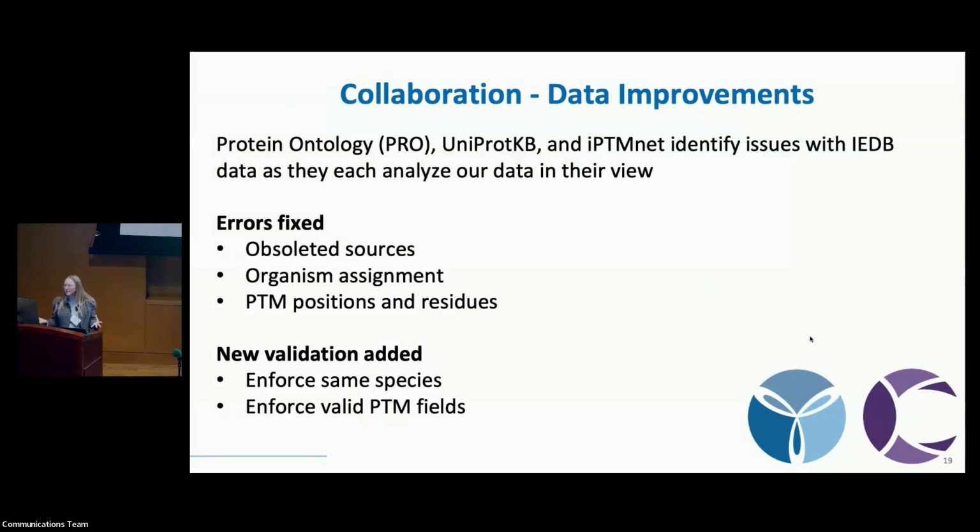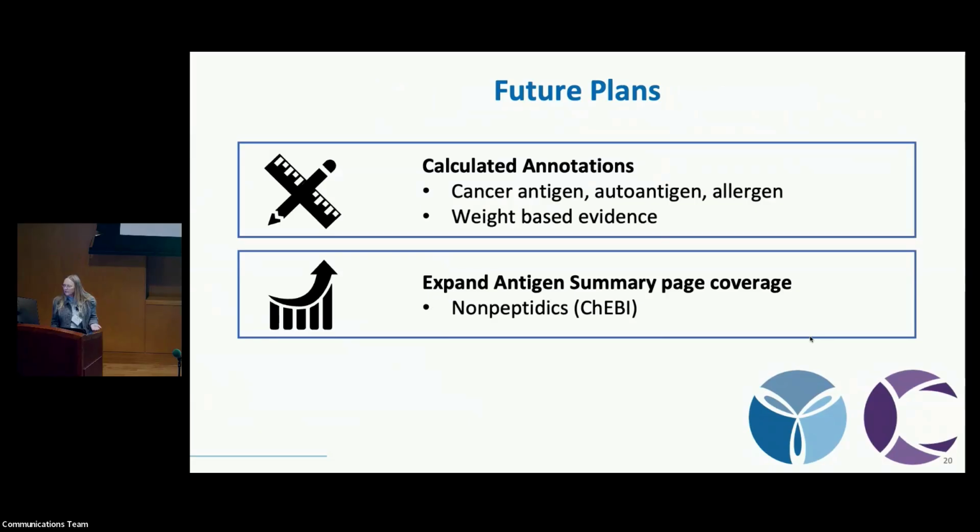So by doing this analysis, PRO helped us identify, UniProt helped us identify obsoleted protein sources that we were using that we would have never noticed they were obsolete. And so then we fixed those. We found cases where a curator had mistakenly called a protein the wrong species. So they may have taken a human protein and then called it cow. We found cases where post-translational modifications couldn't be possible. So either the curator referred to an amino acid that didn't exist in that protein sequence or in a place it didn't exist. And so we fixed all these errors and we added validation to prevent them from happening again.